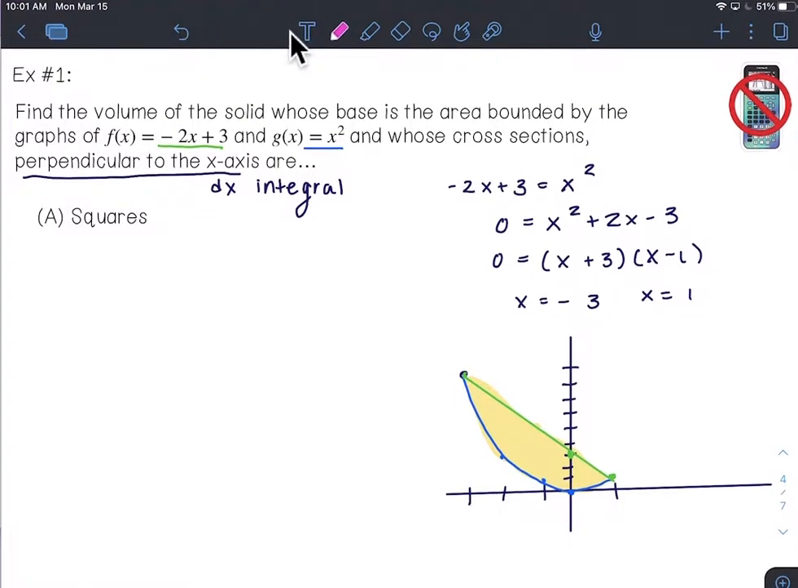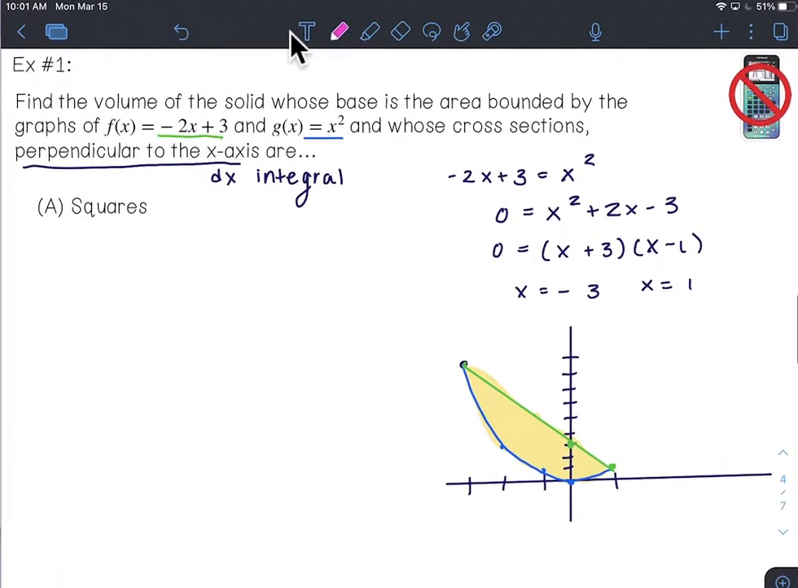You just want to know, okay, I've got squares coming out of the base, so I know that my side here is going to come out of there, and then I can kind of pretend to be projecting them out into 3-dimensional space. Right, so I know that S is going to be the height of my square, and that is going to be the difference between those 2 functions.